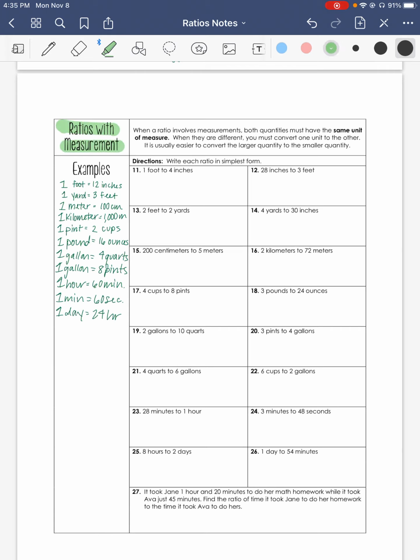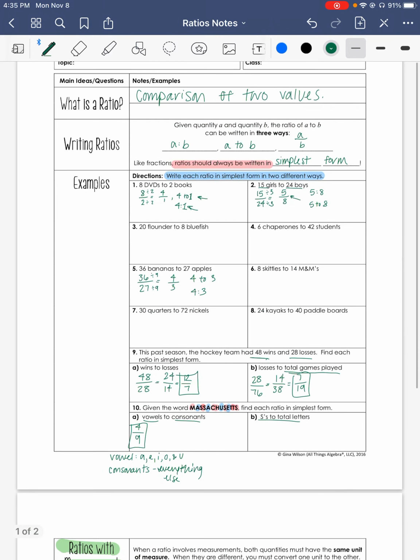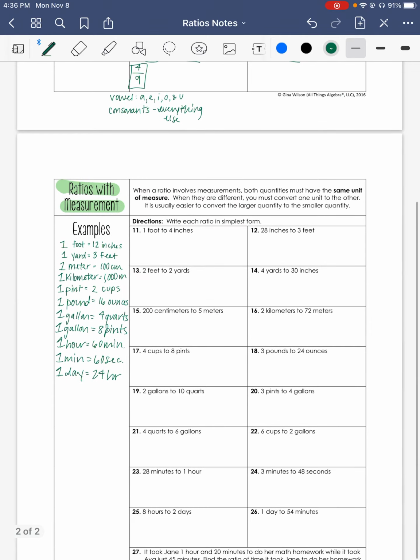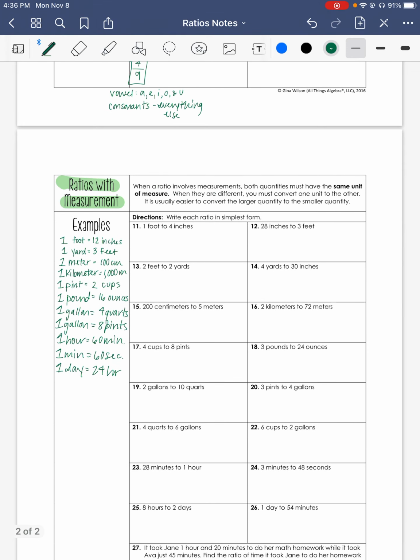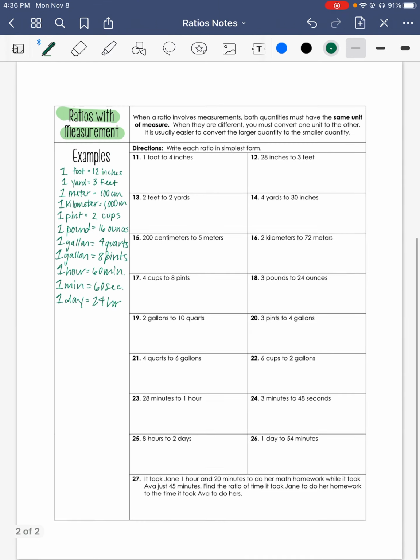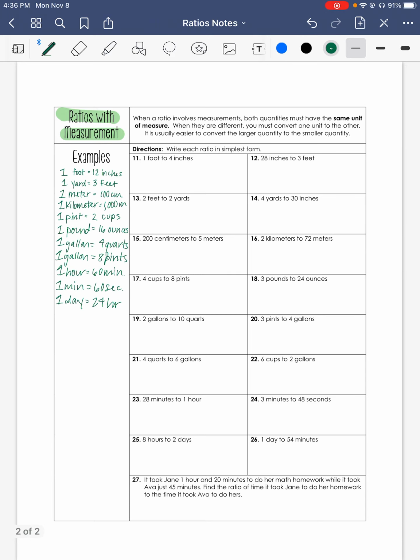Okay, so that means we're going to be talking about length or volume or weight or time or something like that. Okay, and with that comes all of these units, right? Feet, inches, centimeters, cups, gallons, seconds, hours, and that stuff. So up here it was like odd things like bananas to apples, quarters to nickels, kayaks to paddleboards. Like, right, it didn't really matter. But here, when we're writing these ratios to each other, and we're talking about the same unit of measure.